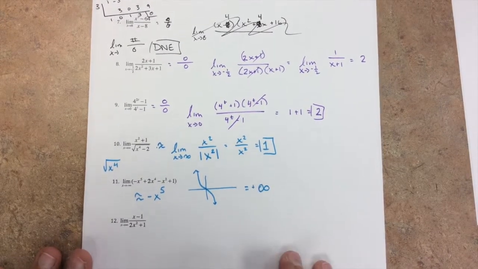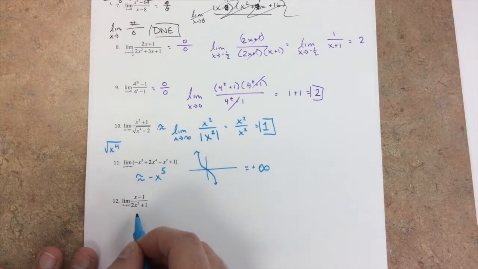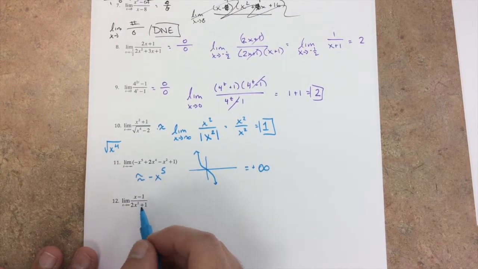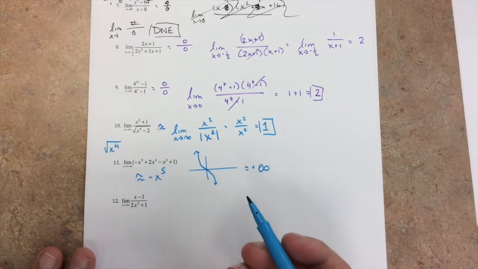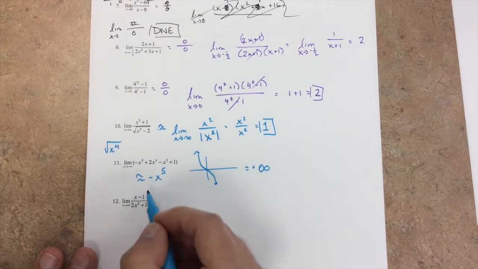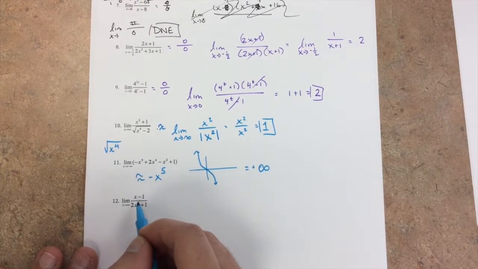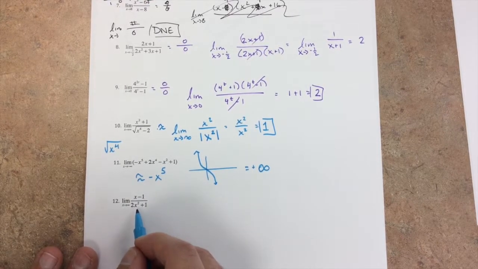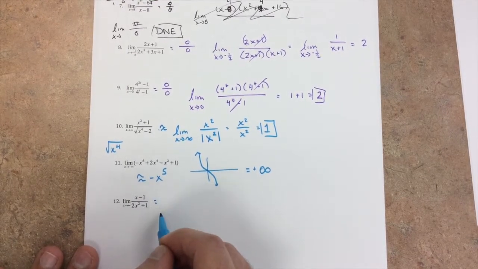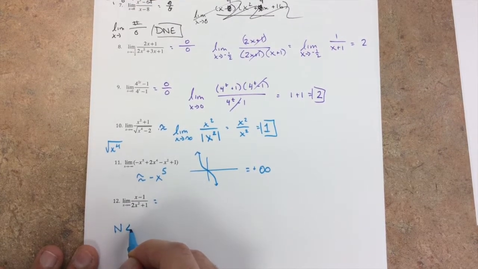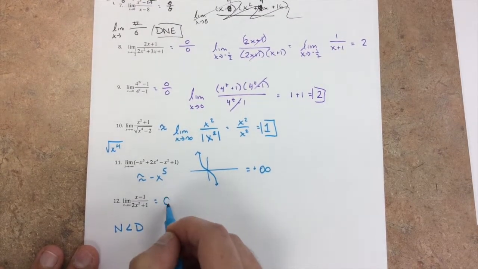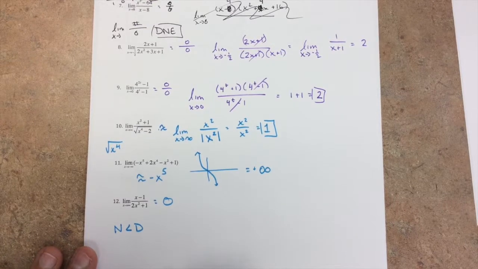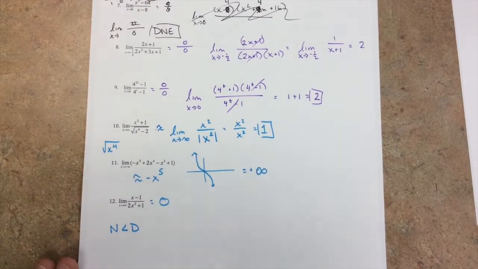So that's 11. 12, plug in infinity. Well, I can't really plug in infinity. So I'm going to look at what's the degree of the top? The degree of the top is 1. The degree of the bottom is 2. If the degree of the numerator is less than the degree of the denominator, then this just goes to 0. All right, one more page and then we're done.